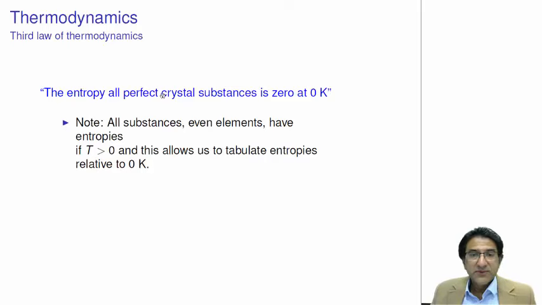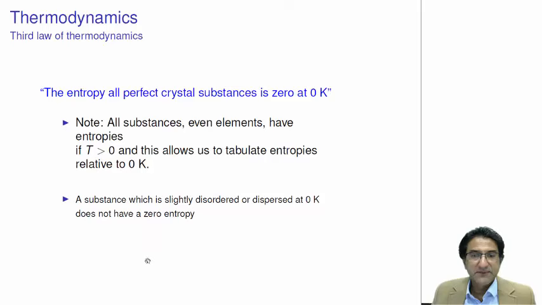The entropy of all substances which are perfect crystals at 0 temperature is 0. Entropy of all perfect crystalline substances is 0 at 0 Kelvin. Note that all substances, even elements, have entropies, provided the temperature is bigger than 0. And this allows us to tabulate entropies at temperatures greater than 0.